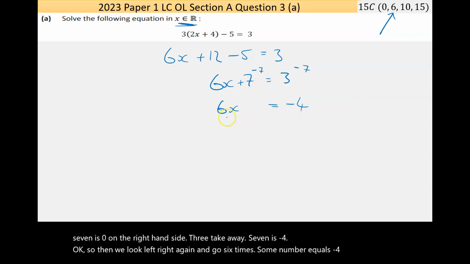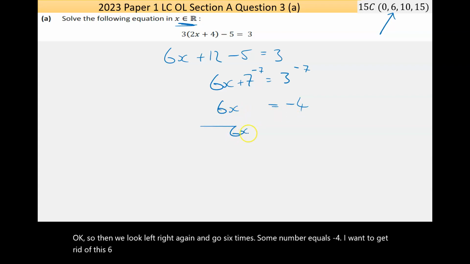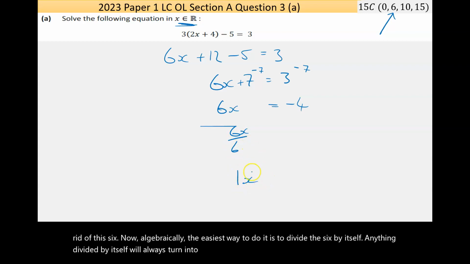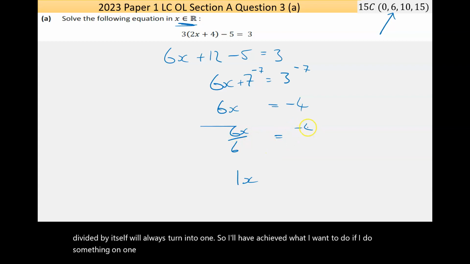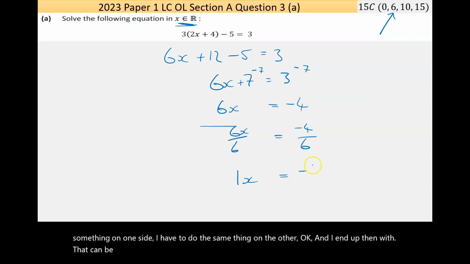I want to get rid of this 6. Now, algebraically, the easiest way to do it is to divide the 6 by itself. Anything divided by itself will always turn into 1. So I'll have achieved what I want to do. If I do something on one side, I have to do the same thing on the other. And I end up then with a fraction that can be simplified. If you put it into the calculator, you get negative 2/3.